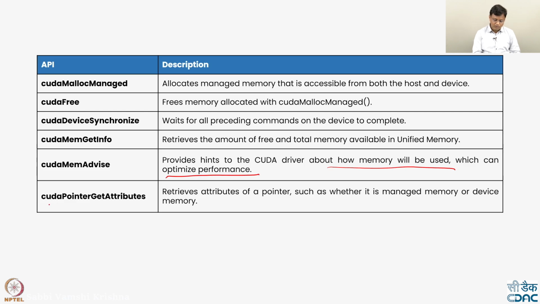The next one is cudaPointerGetAttributes, and this API retrieves the attributes of a pointer, such as whether it is managed memory or device memory. So, whatever pointer is being used, you must have an idea whether it belongs to managed memory or device memory. Such kind of information you can get related to any pointer by using this API.